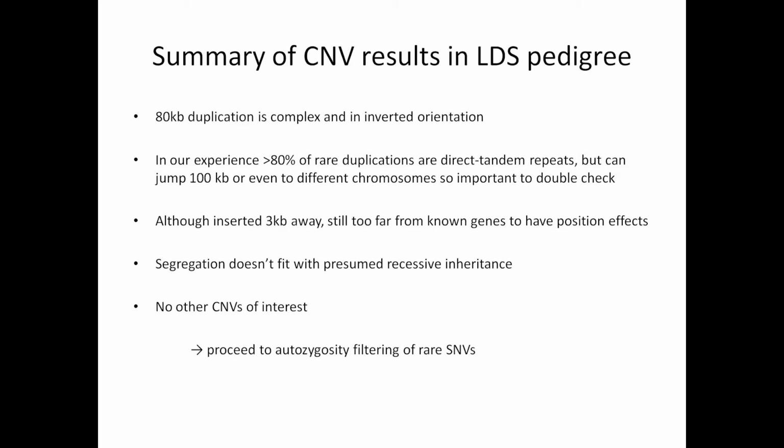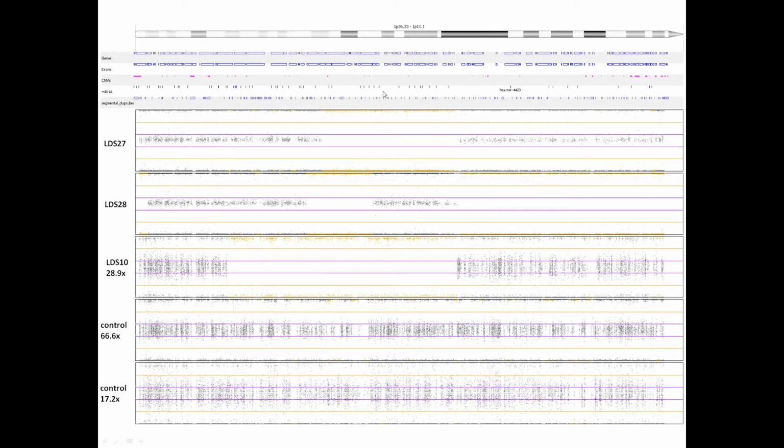In the case I've shown, it was inserted downstream, but it's still too far away from any good candidate genes to have position effects, and the segregation didn't fit with the presumed inheritance pattern. In this family there were no other CNVs of interest, and this family was another of the consanguineous ones. So I'm showing this slide. Again, it's the two affected individuals with array data. We're looking for shared homozygous regions, and this is the B-allele frequency plot from the whole genome sequence data. This is our candidate region that we're still looking at.